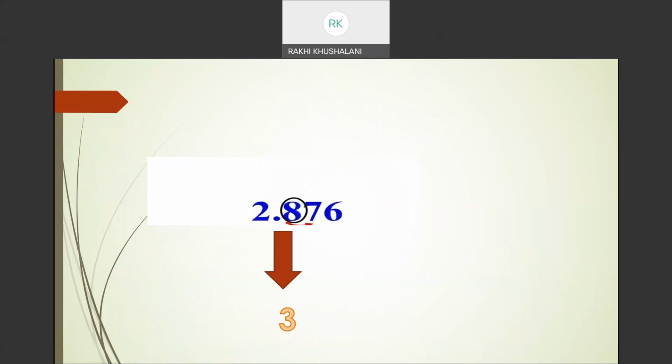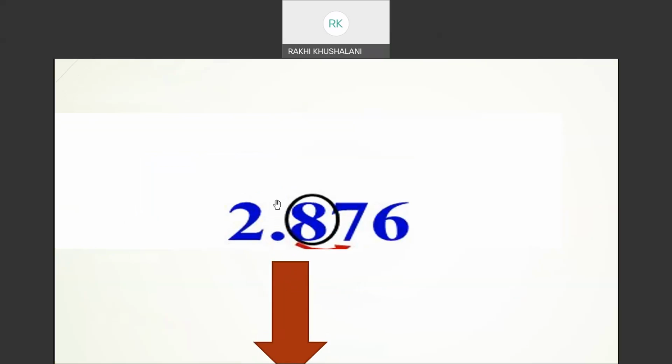2.876. See, there are 3 decimal places, but I am not bothered really. I'm just going to look at the 10th place, that is 8, which is greater than 5. Yes, it is greater than 5, and my new whole number is going to be 3, because to this 2, I'm adding 1, it becomes 3. Let's look at one more.